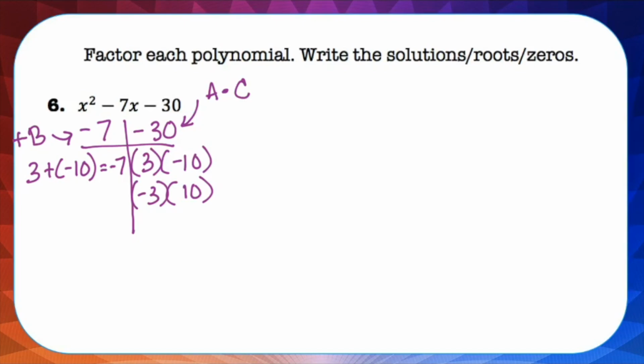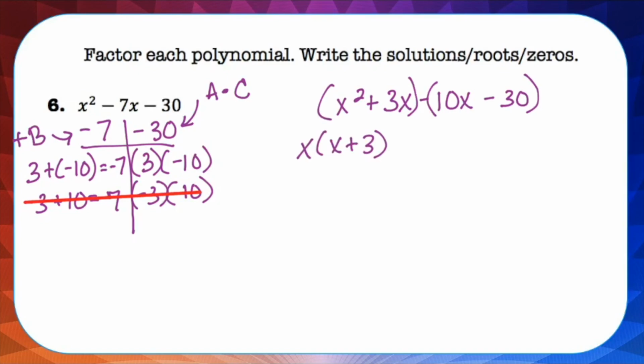But just to show you why -3 and 10 doesn't work, this ends up being a +7, and we're looking for -7. So now you take 3 and -10 and put the x next to each one and break apart your -7x into 3x minus 10x. Copy down the original problem and then group and factor.